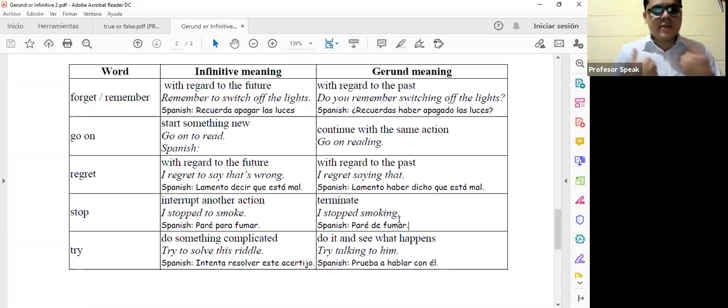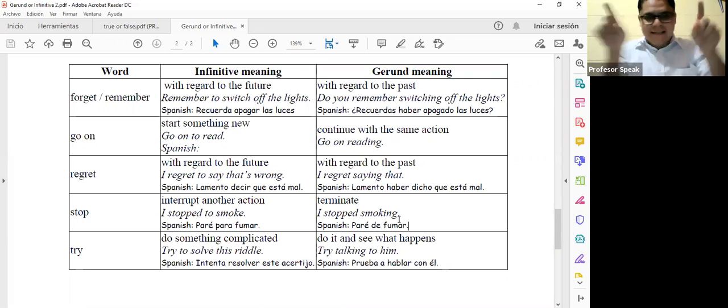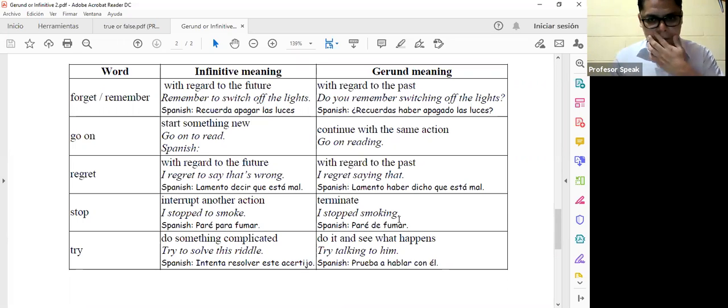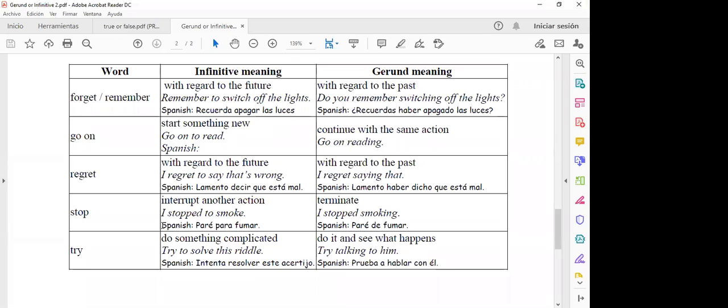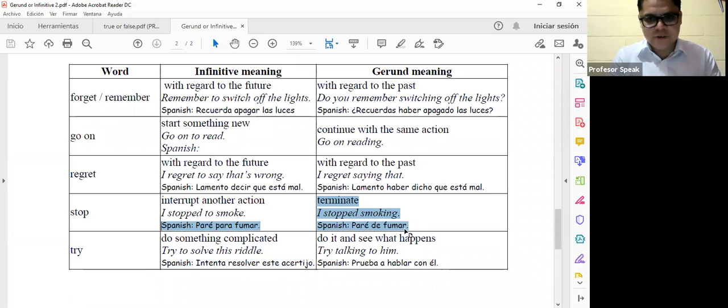I stopped smoking. It means that in the past I smoked, but in the present, not anymore. Okay, that's the difference. Do you catch the difference, guys? Good. And you have right here the translation for the sentences. All right, so stop is followed by a gerund and also by an infinitive. What's the next verb?